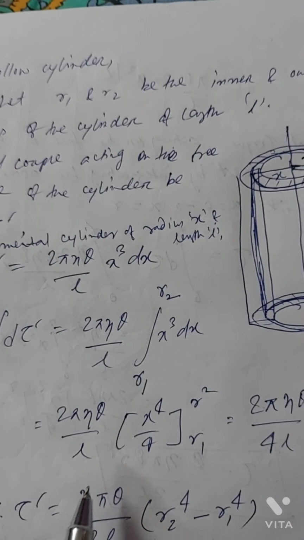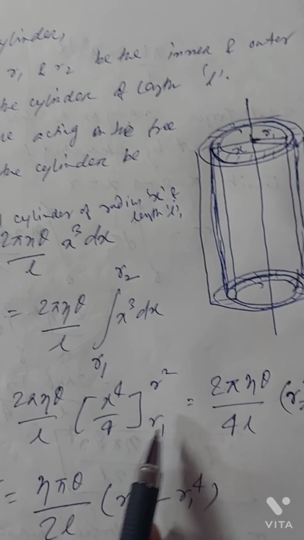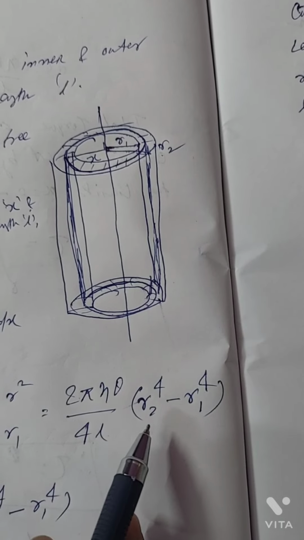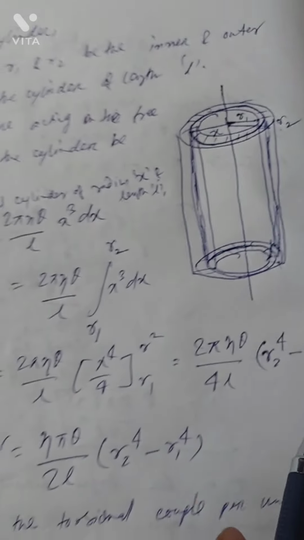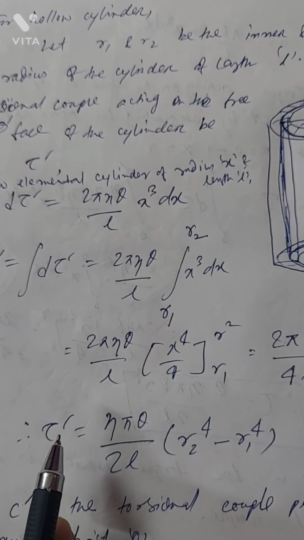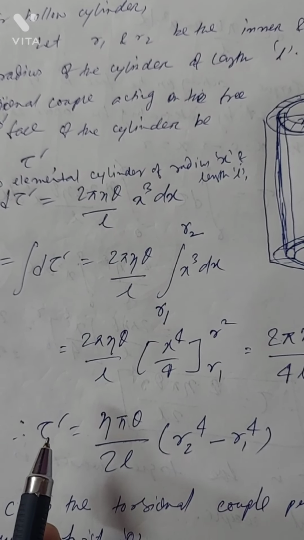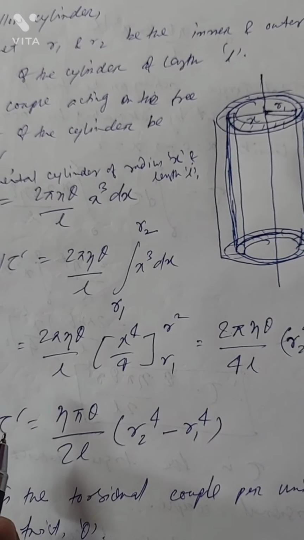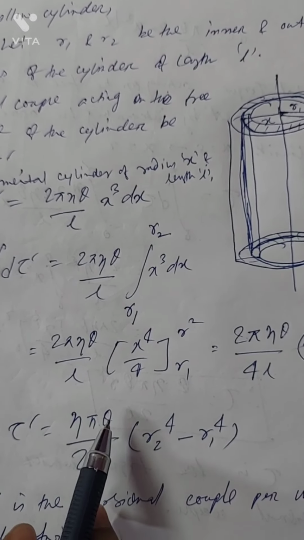After integrating x cube dx, we get x to the power 4 by 4, and by putting in the limits, we get twice pi eta theta by 4L times r2 to the power 4 minus r1 to the power 4. After simplification, we get this result. So this tau dash is the torque produced in the hollow cylinder to produce a twist of theta.